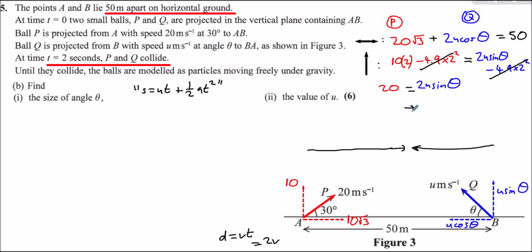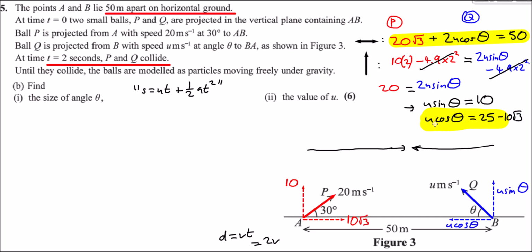So from that, I can say that u sine theta equals 2. So u sine theta equals 10, just dividing both sides by 2. And from this one here at the top, I can also isolate u cos theta. So if I divide everything by 2, that'll become 25. And of course, minus this to the other side. So minus 20 root 3, but again, I need to half that as well. So that becomes minus 10 root 3.